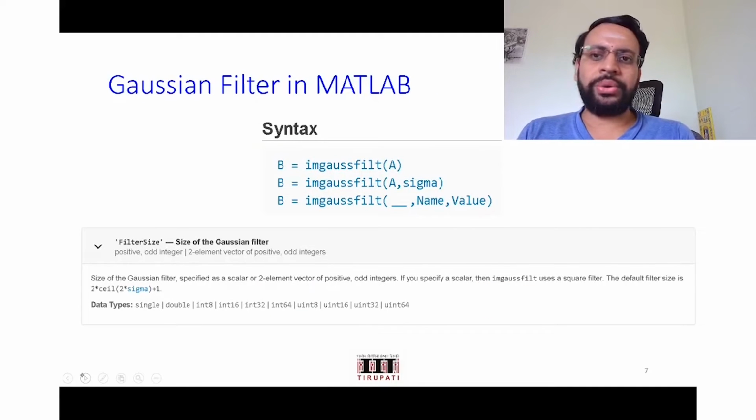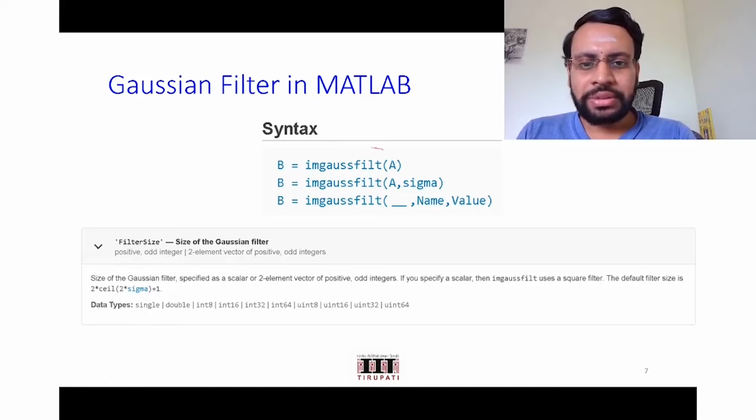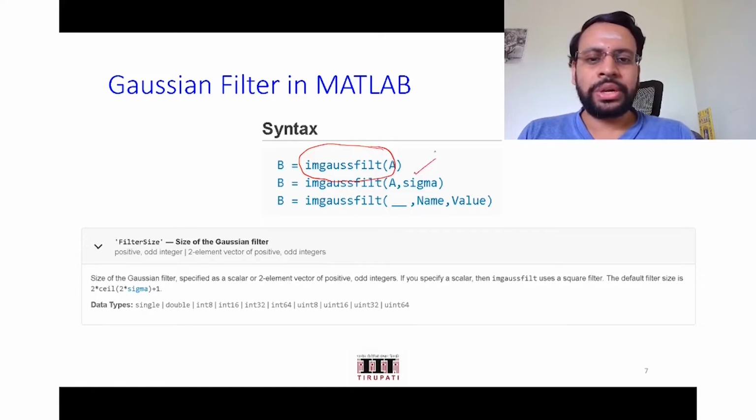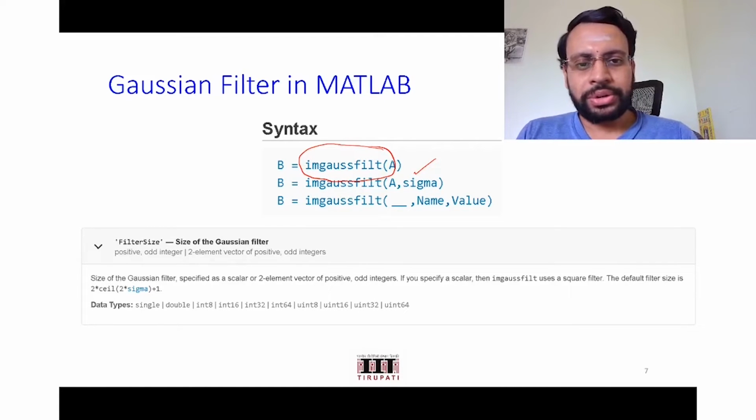I just wanted you to take a look at how it is done in MATLAB. For example, there is a function called imgaussfilt. If you want, you could simply give the sigma value. If you don't give anything, I guess it takes 0.5, but you could specify this if you would like to have control over it.